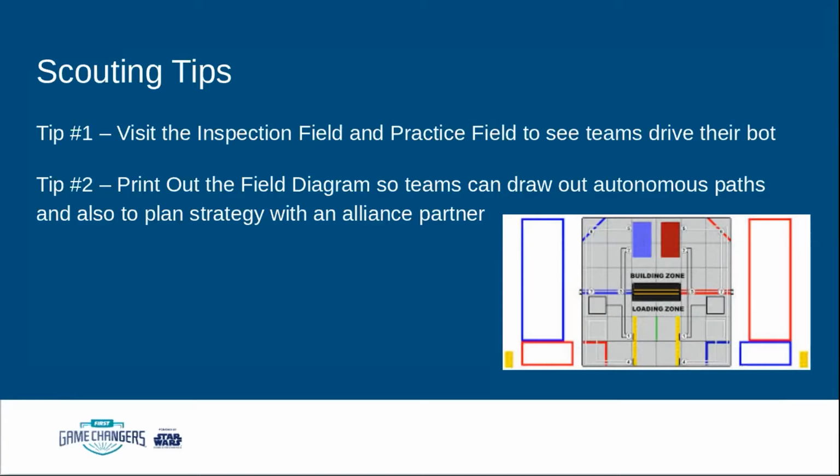Our second tip is going into autonomous. Oftentimes it's useful to print out a field diagram and draw your own paths and then use that to compose a strategy with your alliance partner. When you're preparing for a competition, oftentimes you're going to be practicing solo on your own field and running your autonomous that way, but that's not really comparable with how things are actually going to go at a competition.